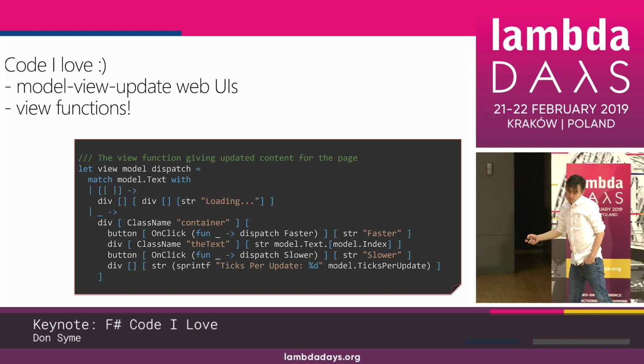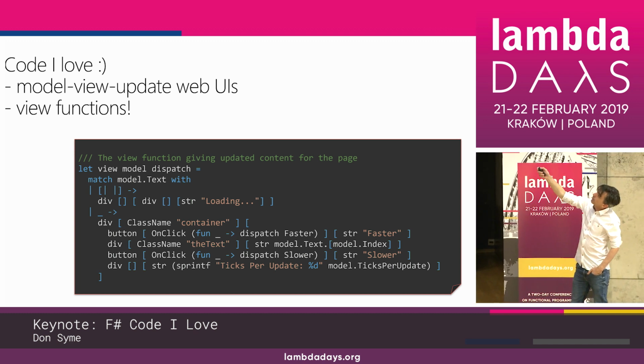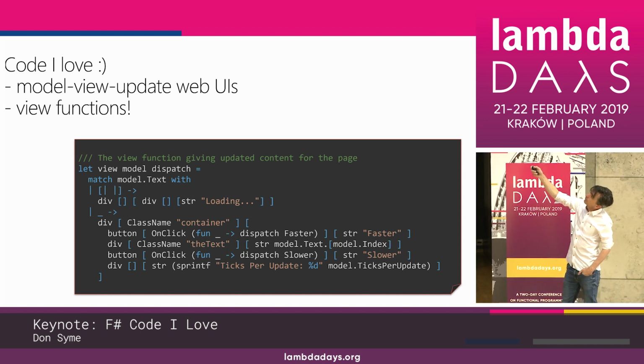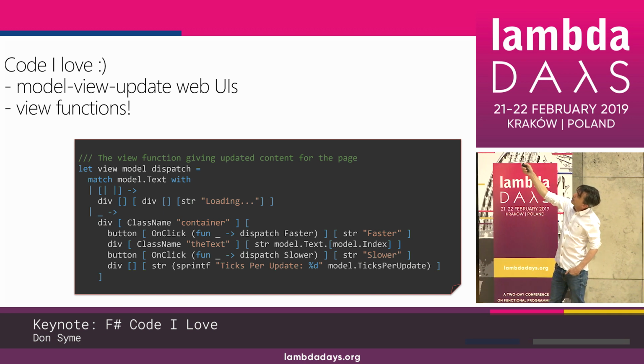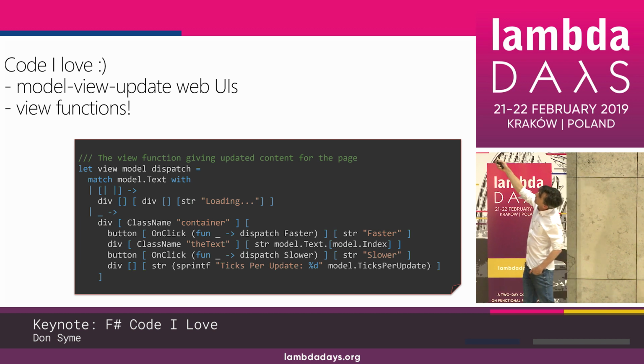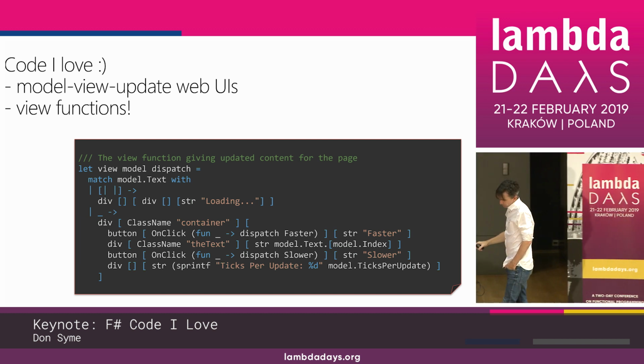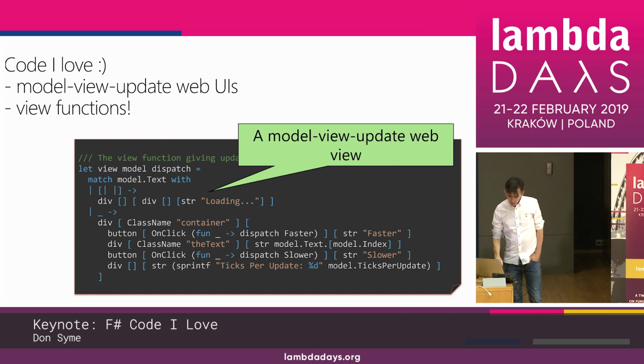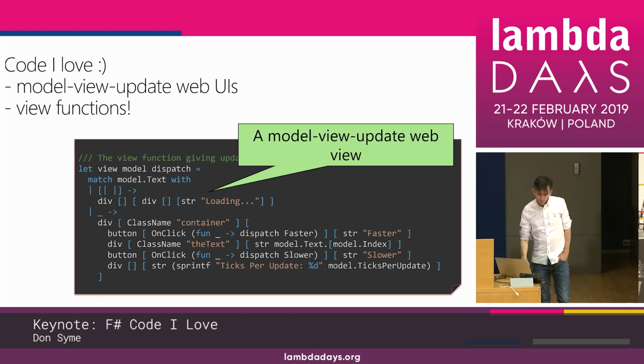And here's a web app. A very similar thing. We have the view model dispatch, and if we look at some text, we show some divs here, and otherwise we show a range of other divs with container, button, click, and text, and so on. Again, that's a model view update web view.